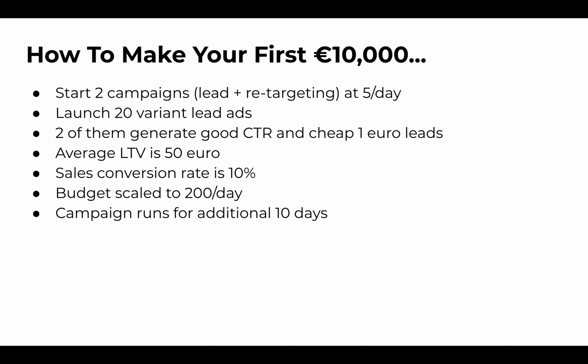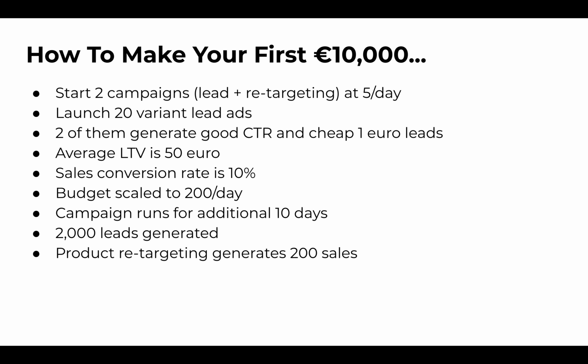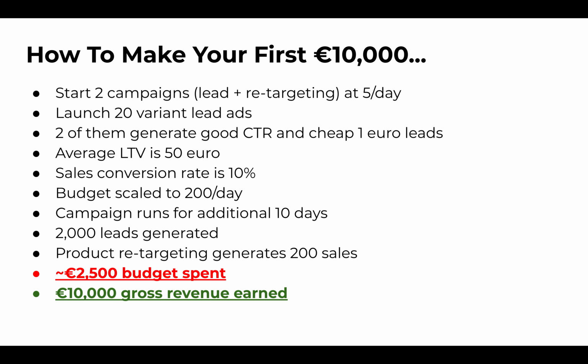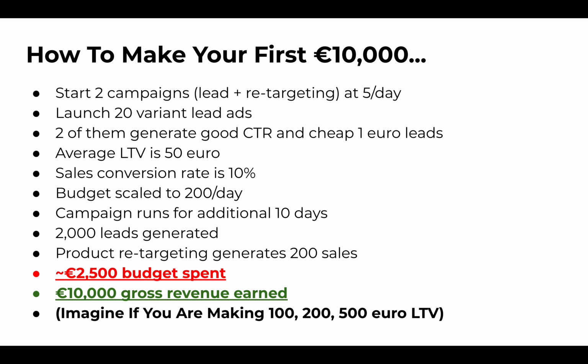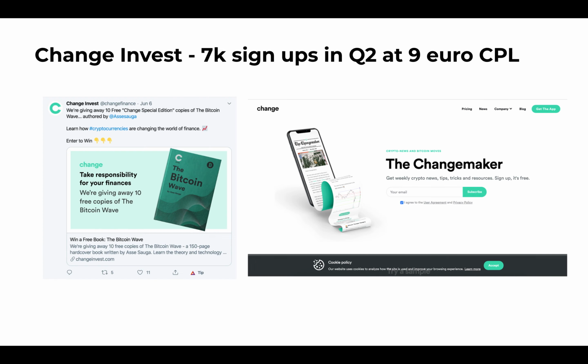We can let the campaign run for an additional 10 days and generate those 2,000 leads with our lead campaigns, and our retargeting campaigns will convert 10% of those, allowing us to generate 200 sales, which is 2,500 spent roughly, and 10,000 euros grossed. And this is going to allow us to really scale our ad budgets with that profitability. So imagine if you're making 100 euro LTVs, 200, 500 euro LTVs from a really exaggerated funnel, that's going to allow you to scale much more efficiently.